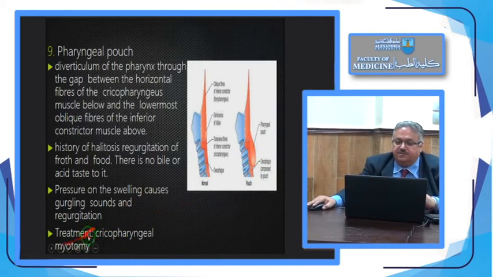So what is the treatment? Cricopharyngeus myotomy to release the pressure there.